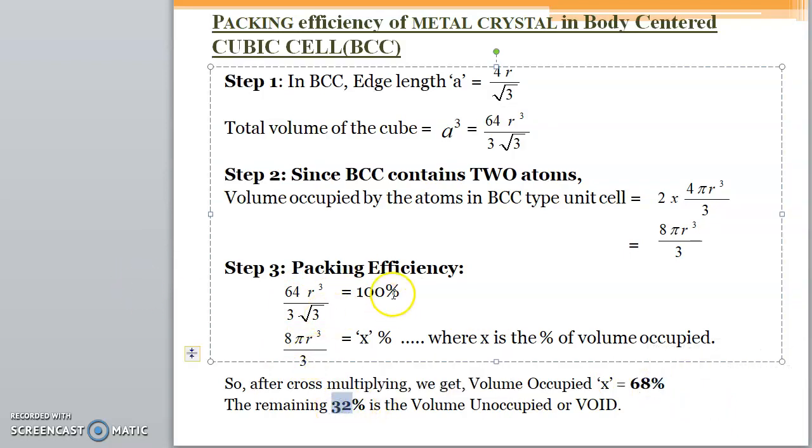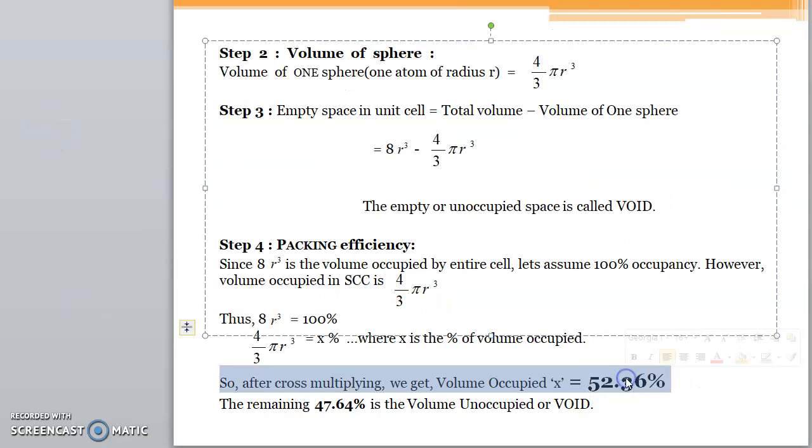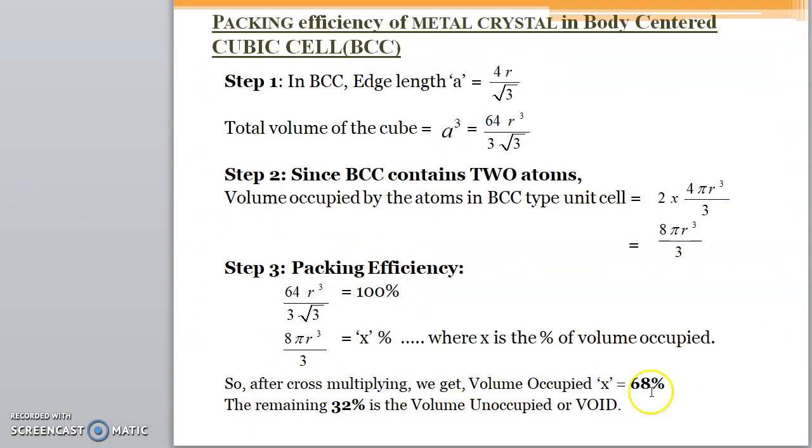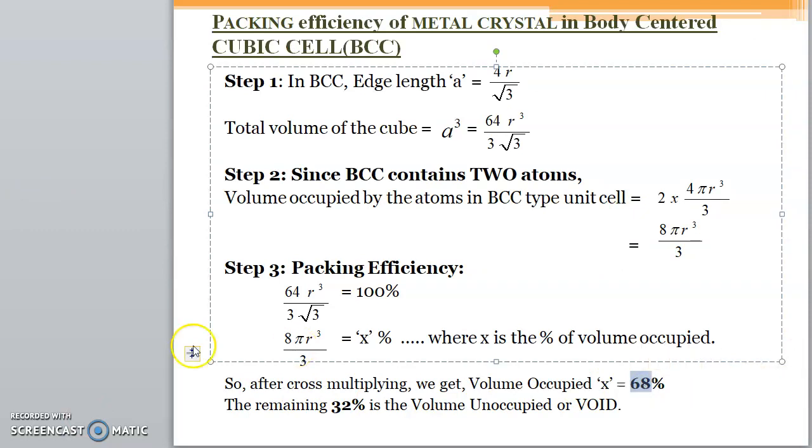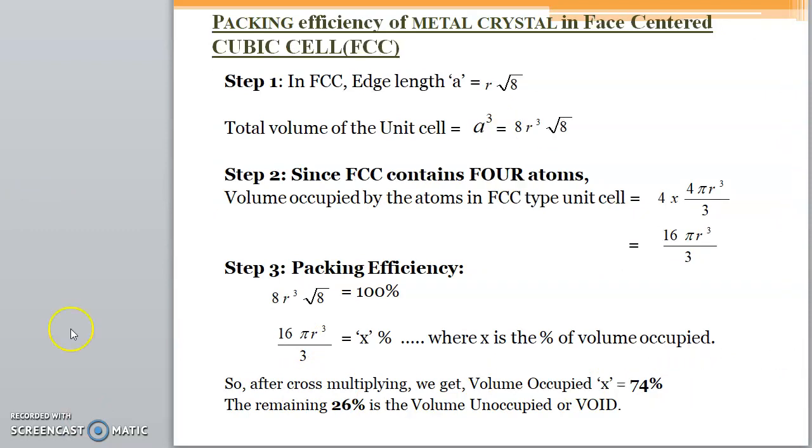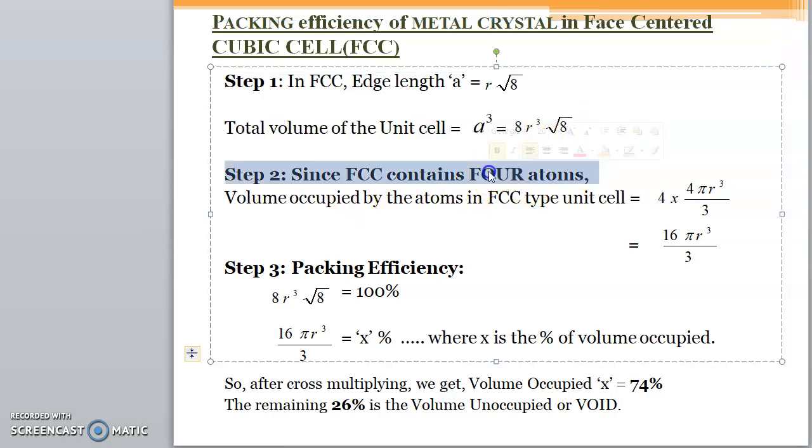So clearly you can see BCC has better packing efficiency than what we saw in SCC. SCC at 52.36%, BCC has 68%. Similarly, the packing efficiency in face centered cubic cell. Here a is equal to r root 8, so a cube becomes 8r cube root 8. Now since there are 4 atoms, we multiply 4 into 4 pi r cube upon 3. Again you cross multiply. After cross multiplying, we get volume occupied x equal to 74%. The remaining 26% is the volume unoccupied or void.